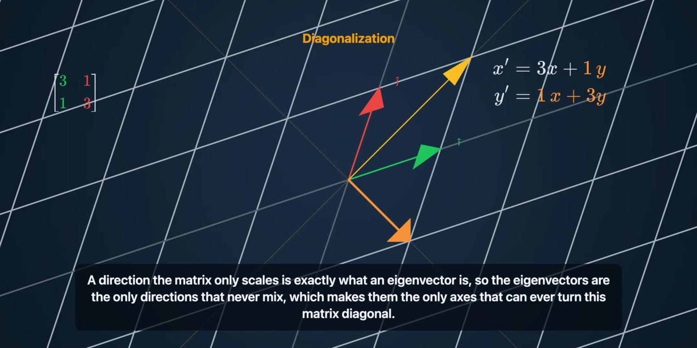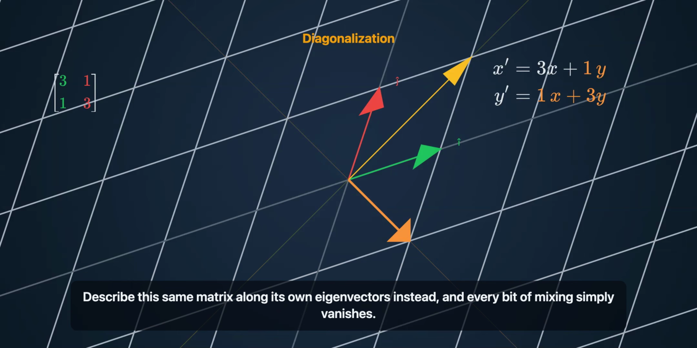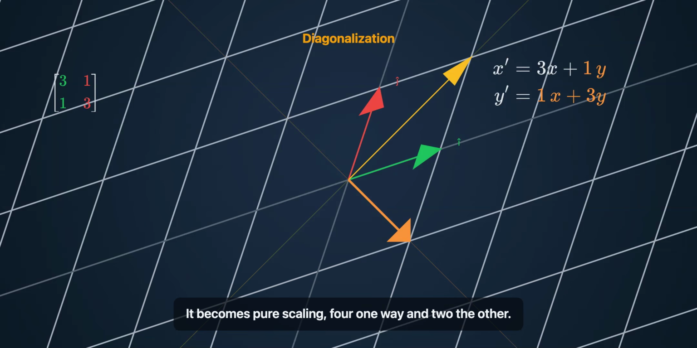And that is the whole secret. A direction the matrix only scales is exactly what an eigenvector is, so the eigenvectors are the only directions that never mix, which makes them the only axes that can ever turn this matrix diagonal. So stop using the standard axes. Describe this same matrix along its own eigenvectors instead, and every bit of mixing simply vanishes. It becomes pure scaling, 4 one way, and 2 the other.